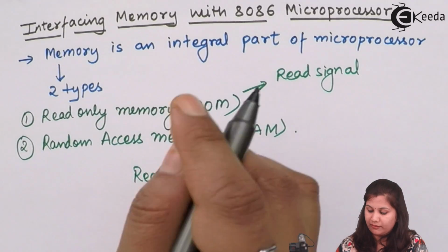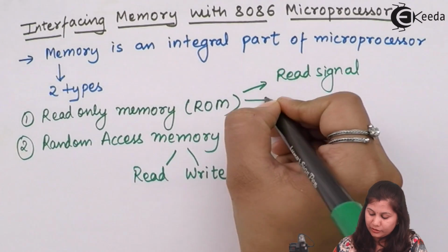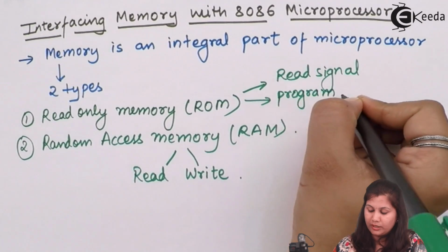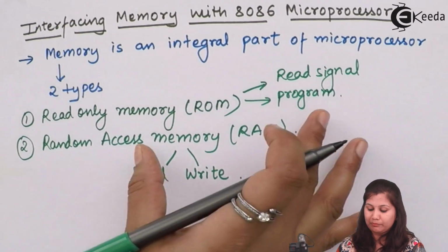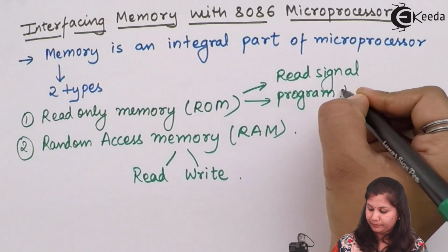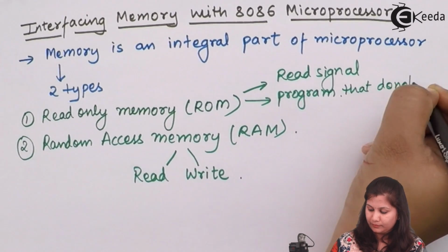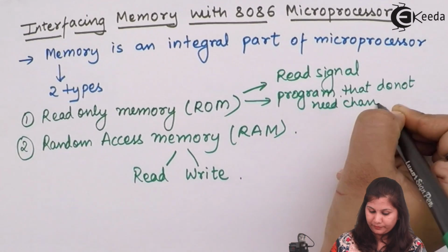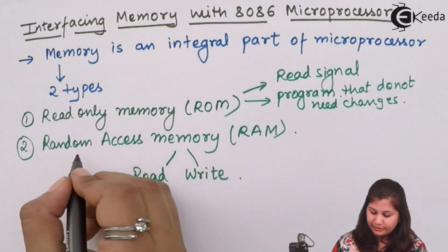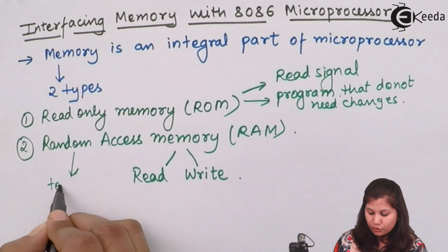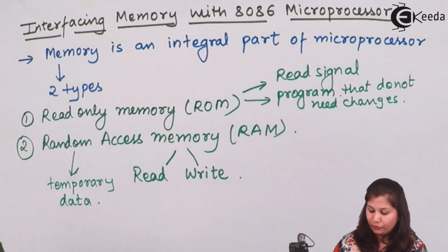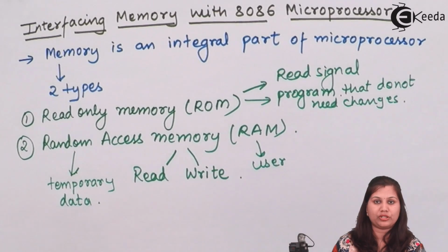So this read-only memory is available for the reading purpose only, and it stores the programs. Meaning at the time of manufacturing, we store the main programs in the read-only memory, those programs which do not need any alterations. So programs that do not need changes will be stored in the read-only memory, and the random access memory is used for the storage of temporary data and also for the storage of the user's programs, meaning the programs which are made by the user.